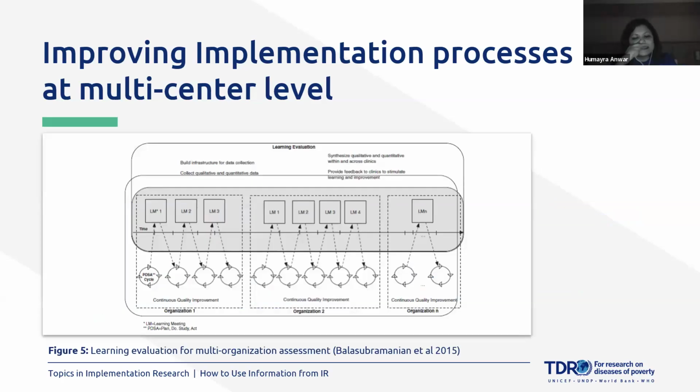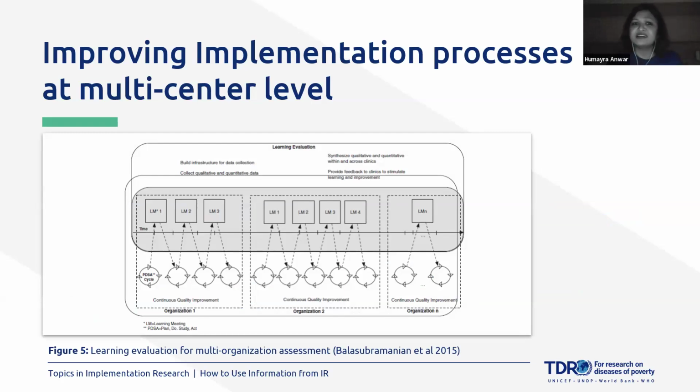So here is a picture of such an example. Here, you can see organization 1 to organization N. So multiple organizations are involved here. And what we can understand from here is that each organization can have multiple PDSS cycles until they reach the broader goal. They are continuously improving themselves.